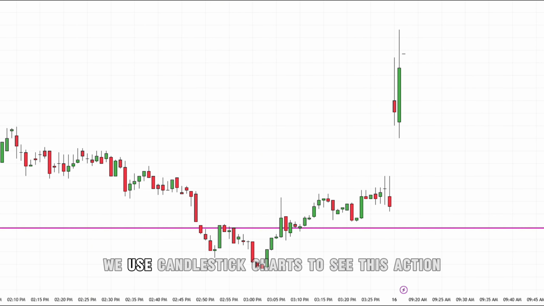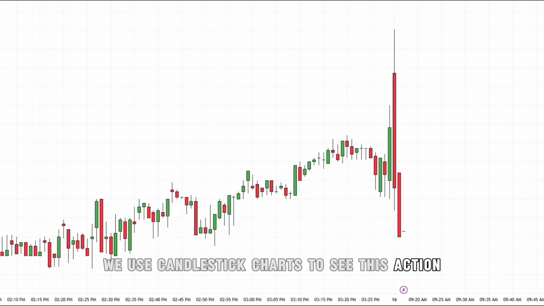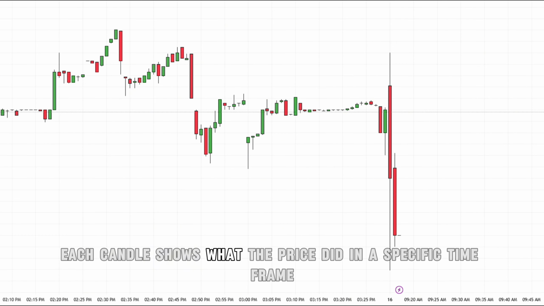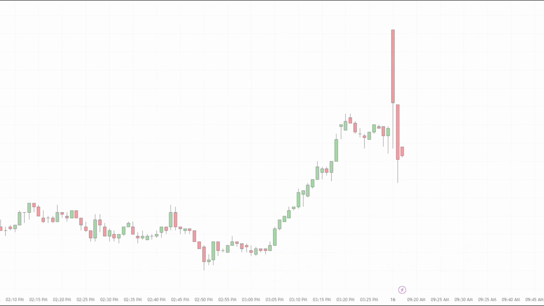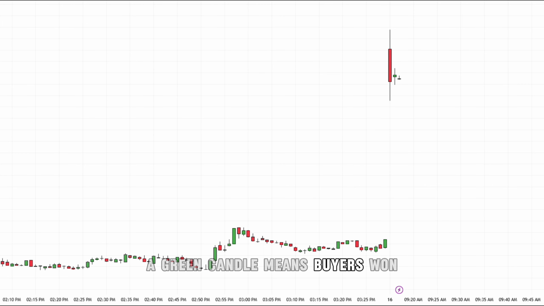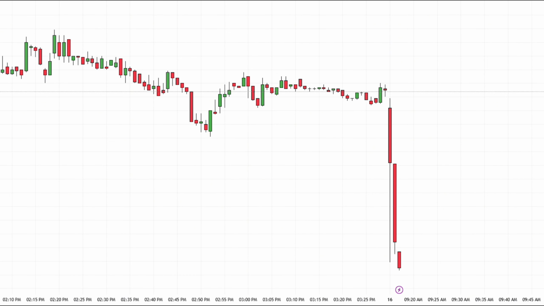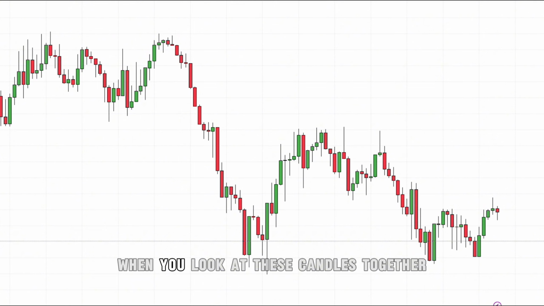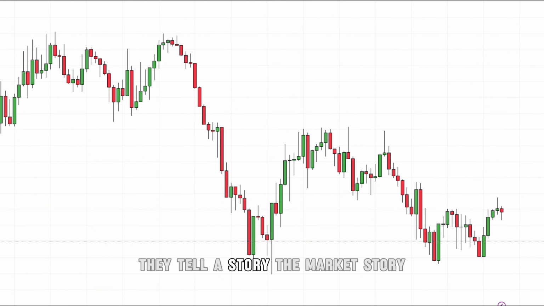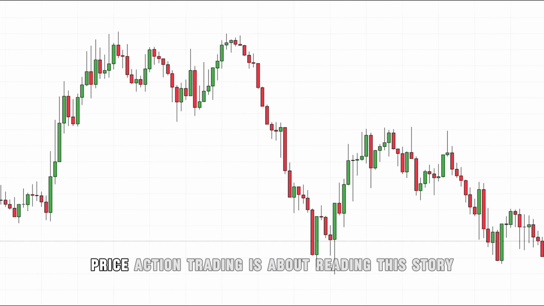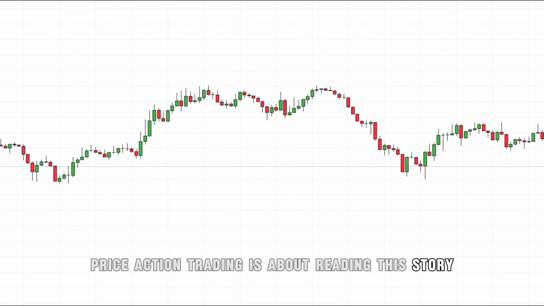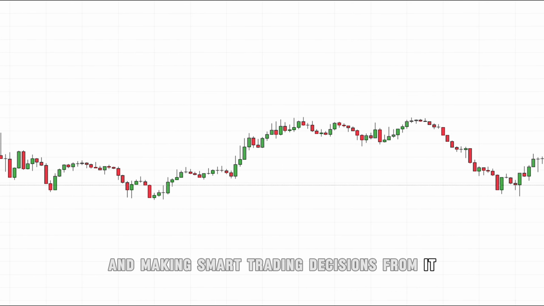In trading, we use candlestick charts to see this action. Each candle shows what the price did in a specific time frame. A green candle means buyers won. A red candle means sellers took over. Pretty straightforward, right? When you look at these candles together, they tell a story, the market's story. Price action trading is about reading this story and making smart trading decisions from it.